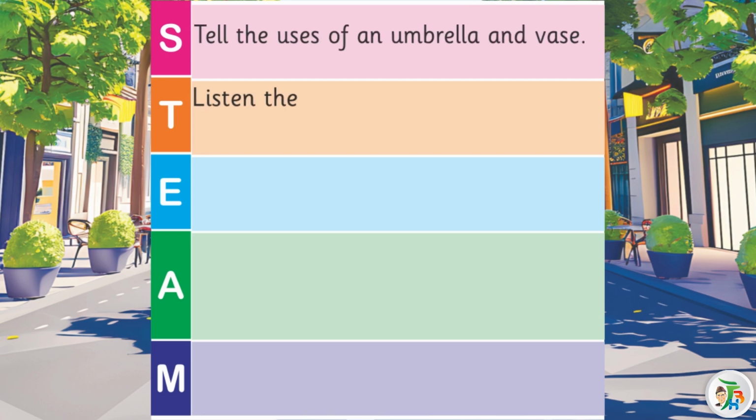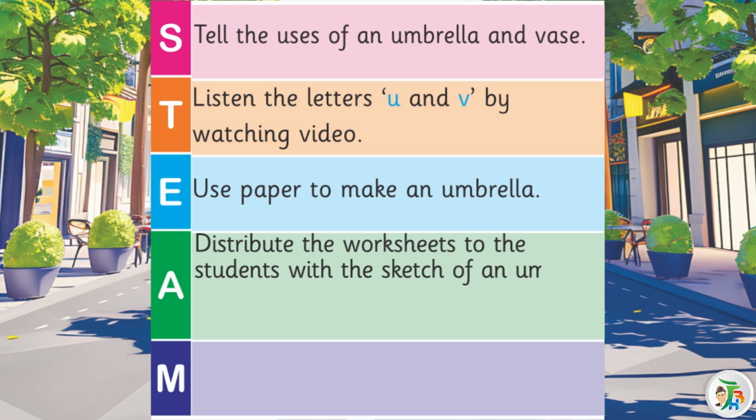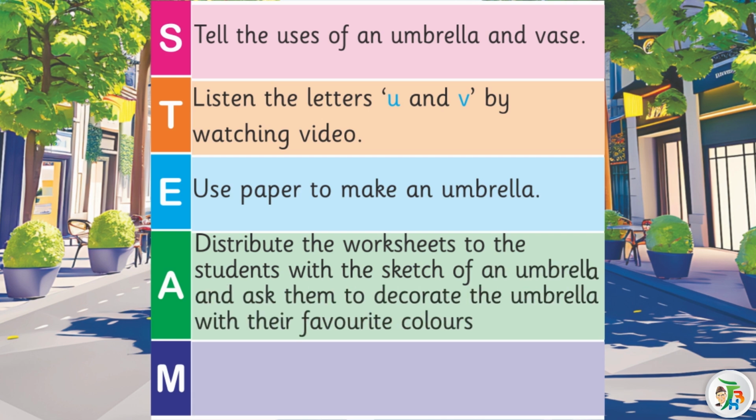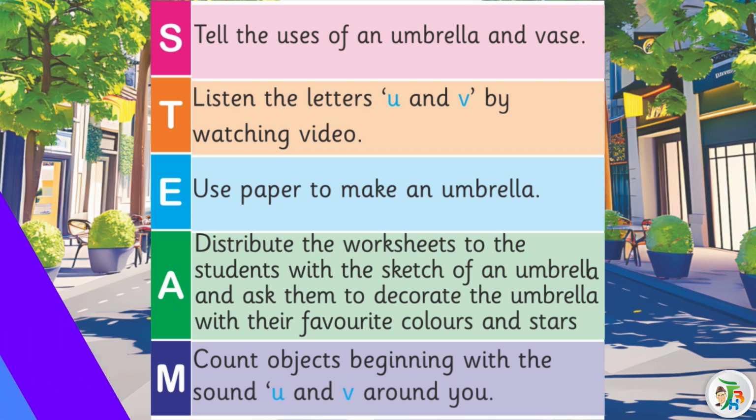STEAM activities. S. Tell the uses of an umbrella and vase. T. Listen to the letters U and V by watching a video. E. Use paper to make an umbrella. A. Distribute the worksheets to the students with the sketch of an umbrella and ask them to decorate the umbrella with their favorite colors and stars. M. Count objects beginning with the sound U and V around you.